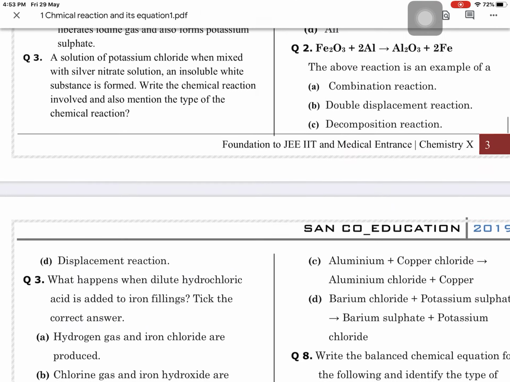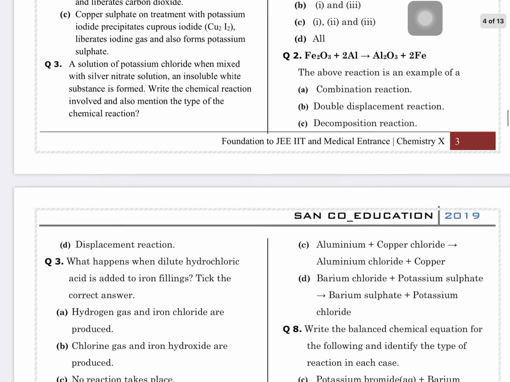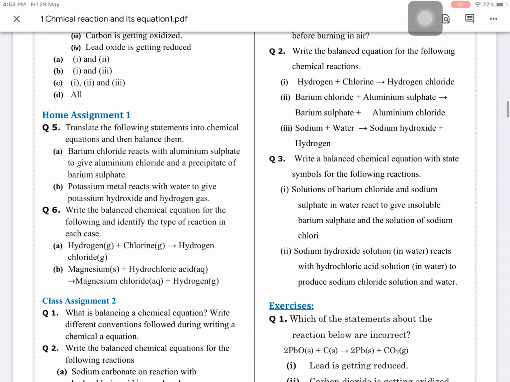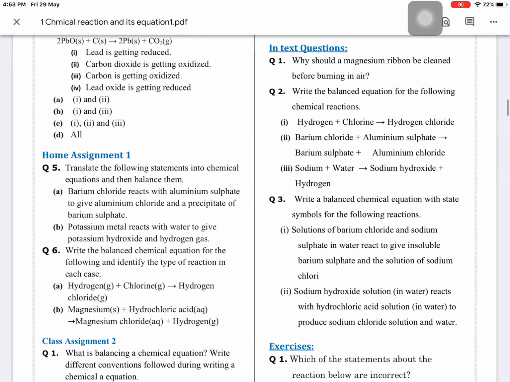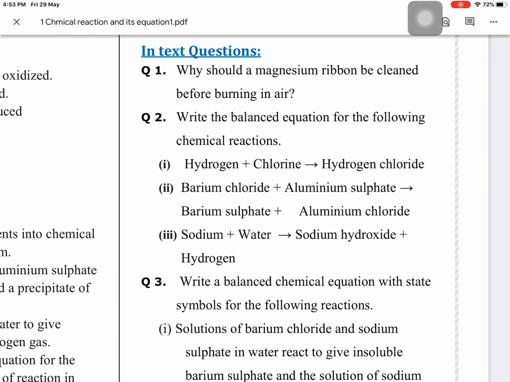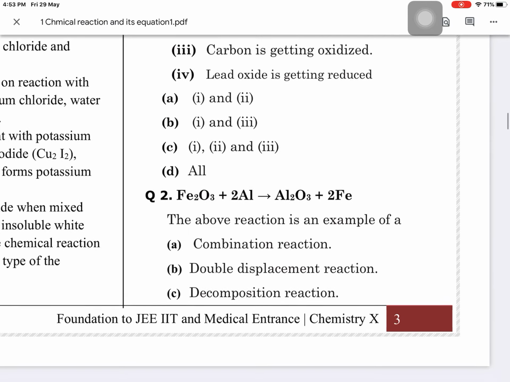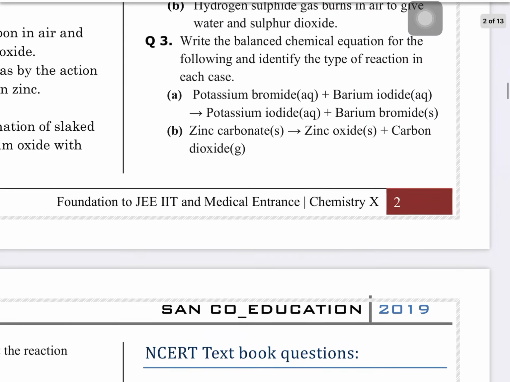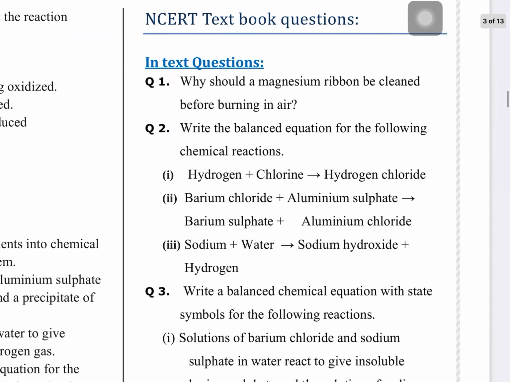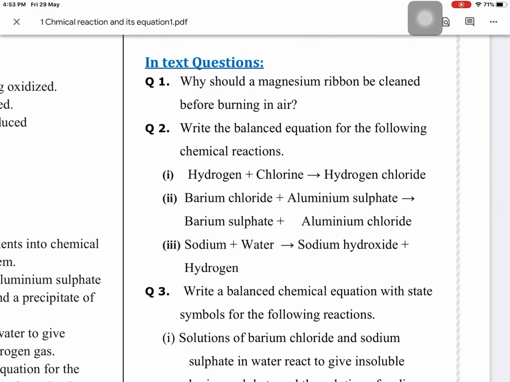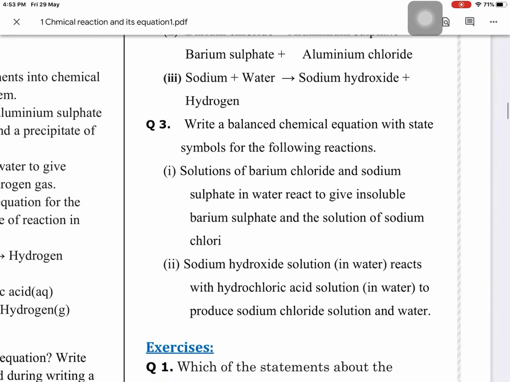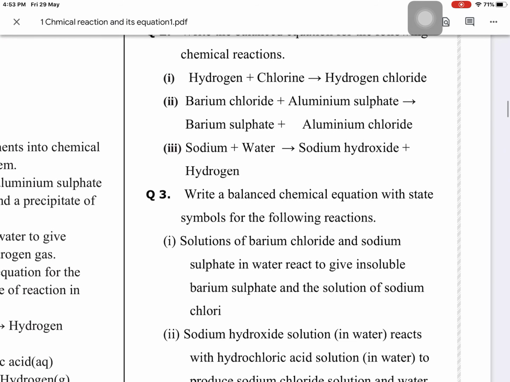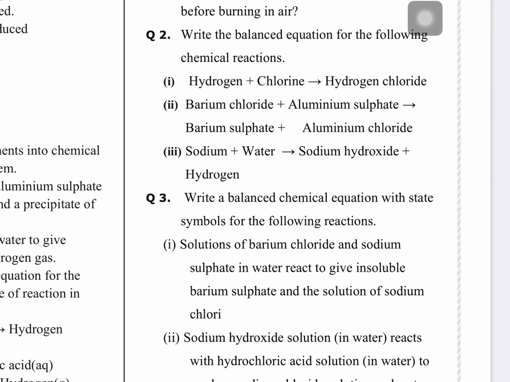Now home assignment 2. Nothing is given, so you will just write the in-text questions. Page number 3. What needs to be solved? You have to solve the first 5 questions. First, second, third, fourth. Is that clear? For that. And the remaining part, I will tell you tomorrow as an assignment.